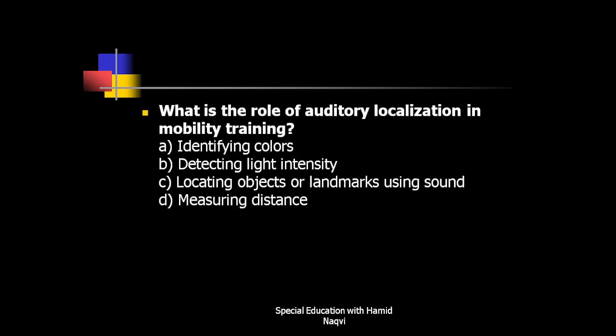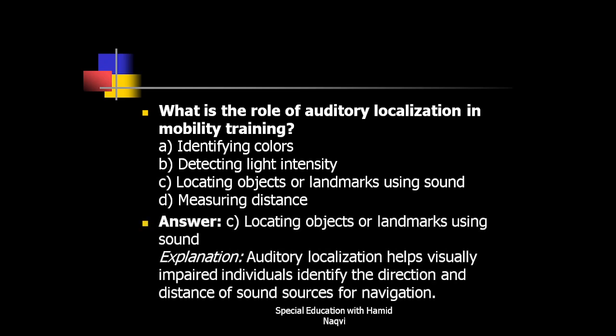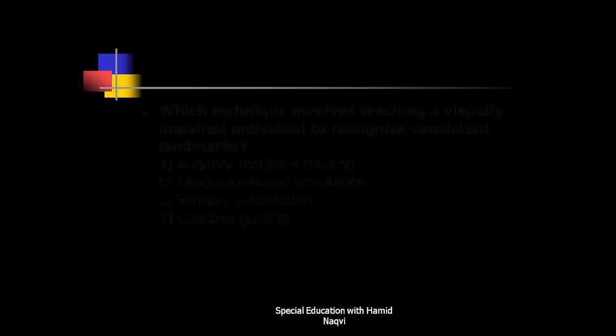Next, what is the role of auditory localization in mobility training? Identifying colors, detecting light intensity, locating objects or landmarks using sound, or measuring distance. The answer is locating objects or landmarks using sound. Auditory localization helps visually impaired individuals identify the direction and distance of sound sources for navigation.